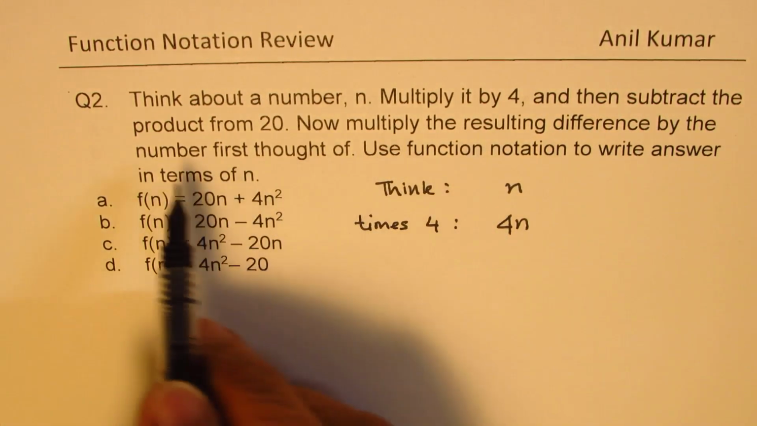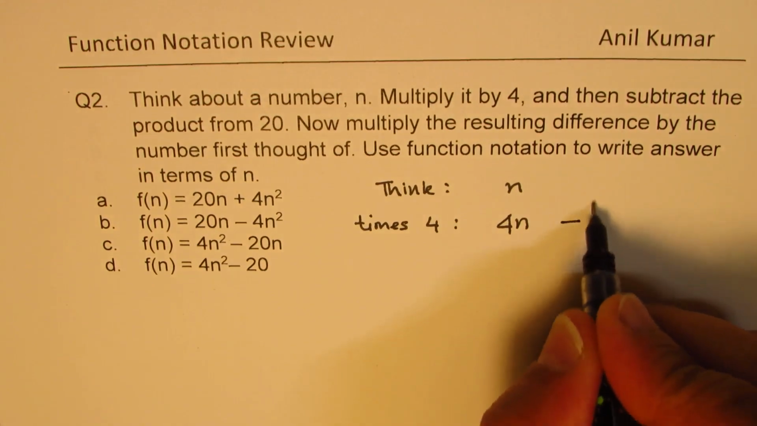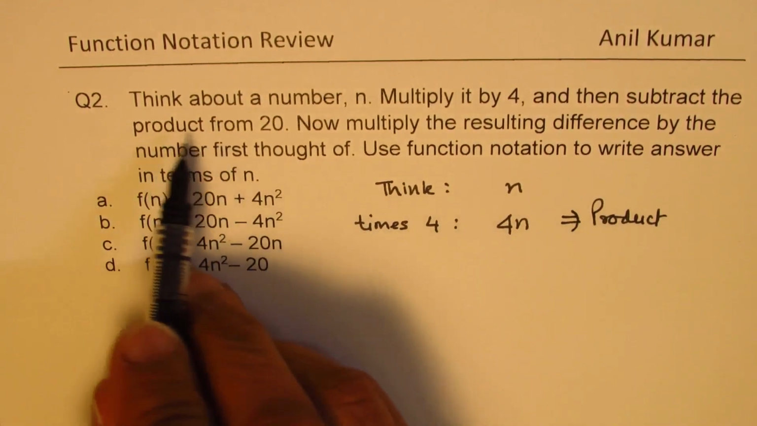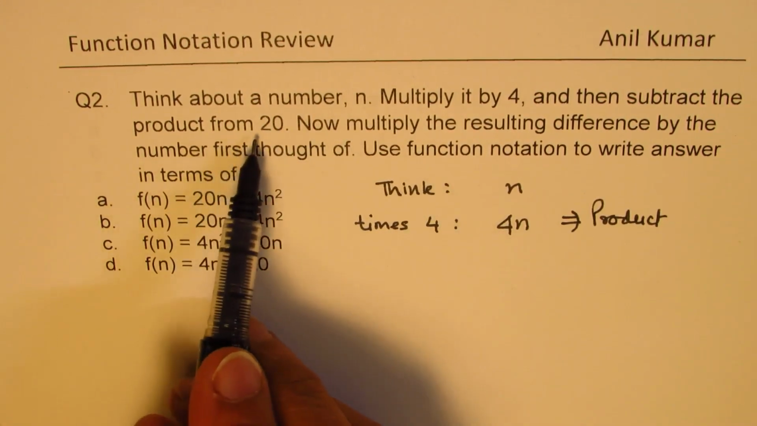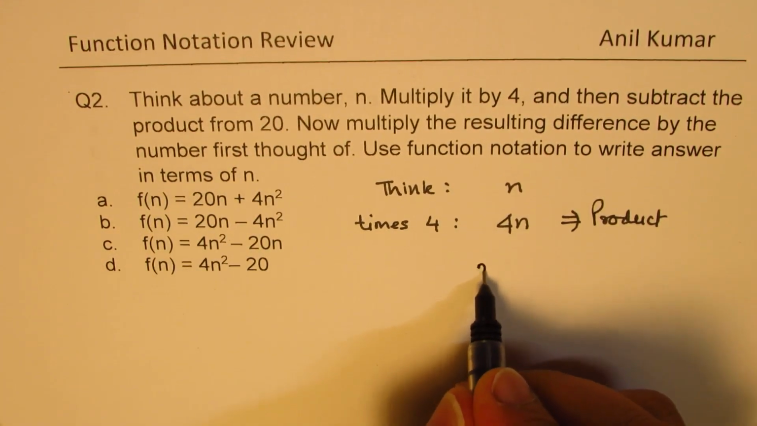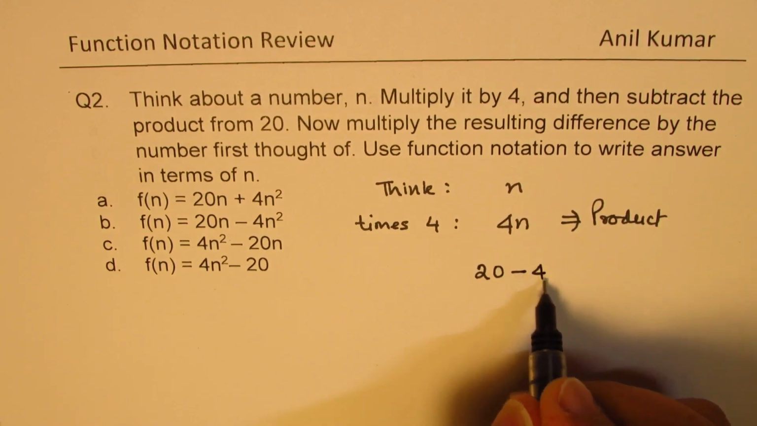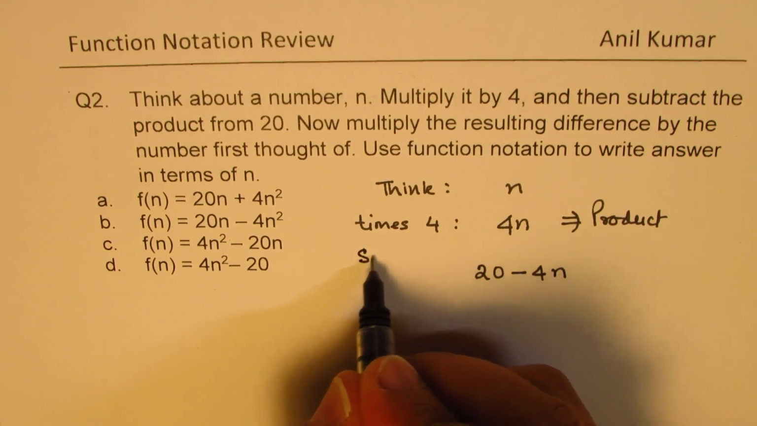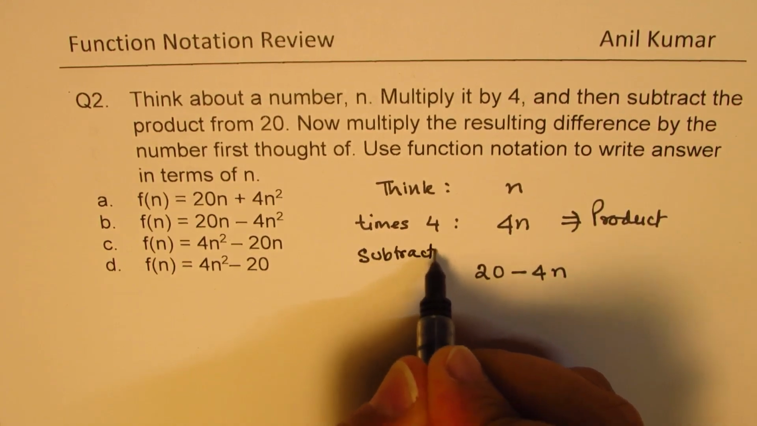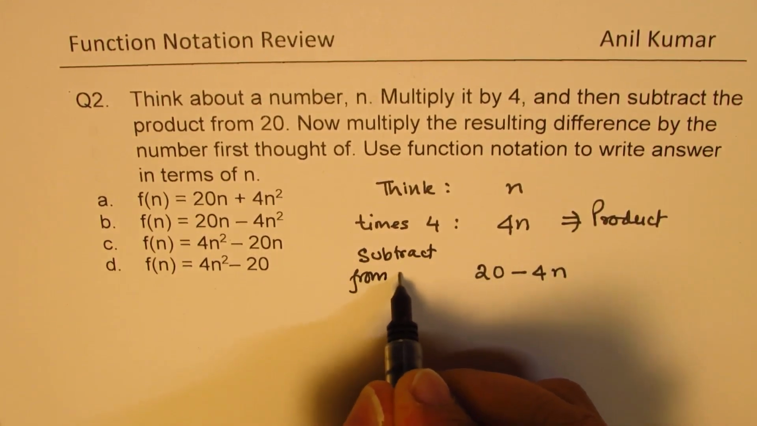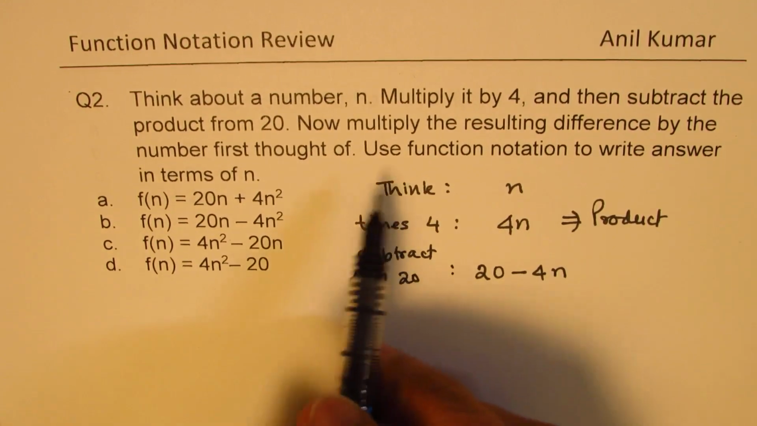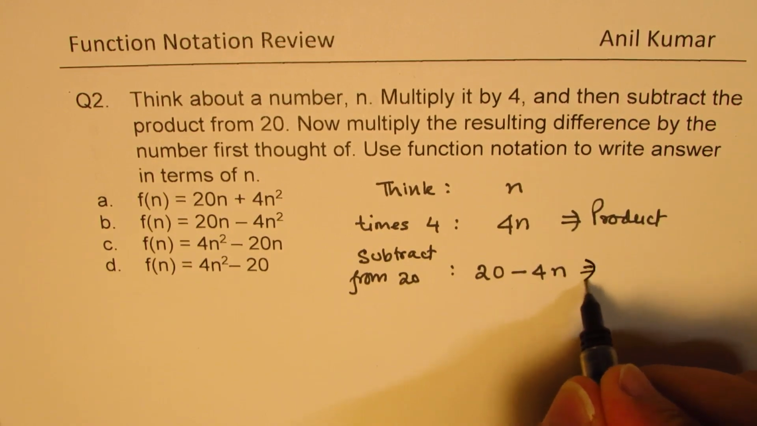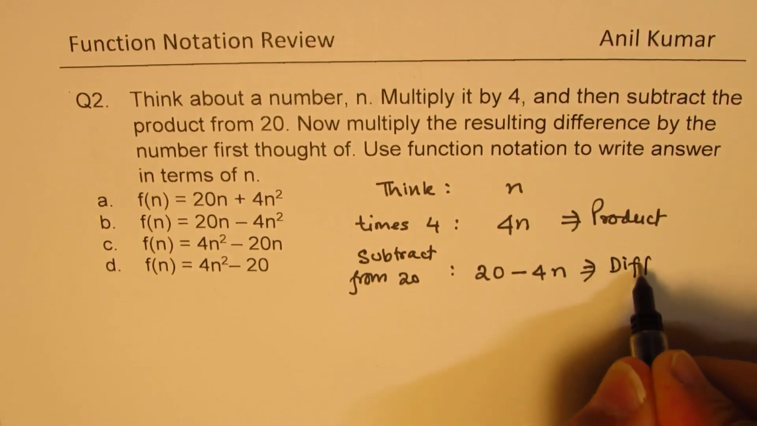And then subtract the product. So this is the product, correct? From 20. When we say subtract from 20, that means it is 20 minus 4n. So we have subtract from 20. Now multiply the resulting difference. So this is the difference, right? This will be referred to as the difference.